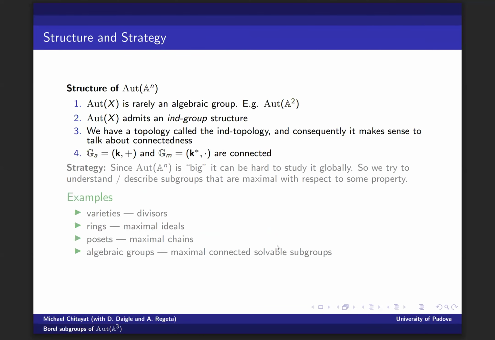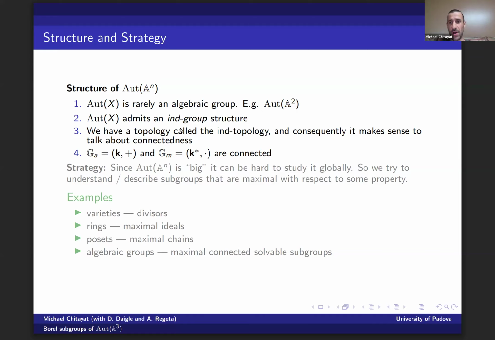So, structure and strategy. As I mentioned before, the automorphism group of an affine variety is rarely an algebraic group, and Aut A2 is one example of that. However, Aut X does admit what's called an ind-group structure, and basically this is a generalization of an algebraic group. We have a topology called the ind-topology, and so with this topology, it makes sense to talk about open and closed sets and consequently about connectedness.